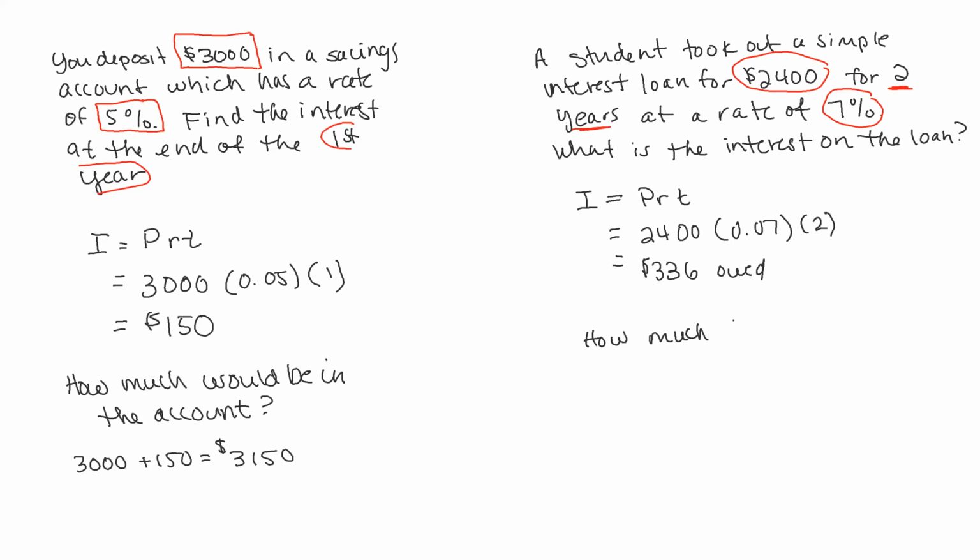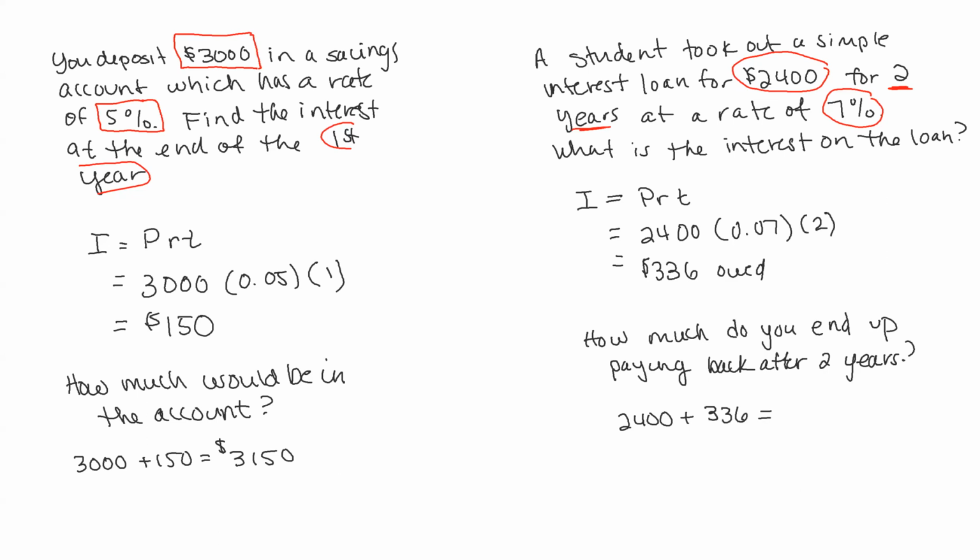So then how much do you end up paying back? This is not on your worksheet, I'm just adding this. So how much do you end up paying back after 2 years? Well, we originally borrowed 2,400. We've added an additional $336 in interest. So at the end of 2 years, what you're going to end up paying back the bank is $2,736 owed after 2 years.